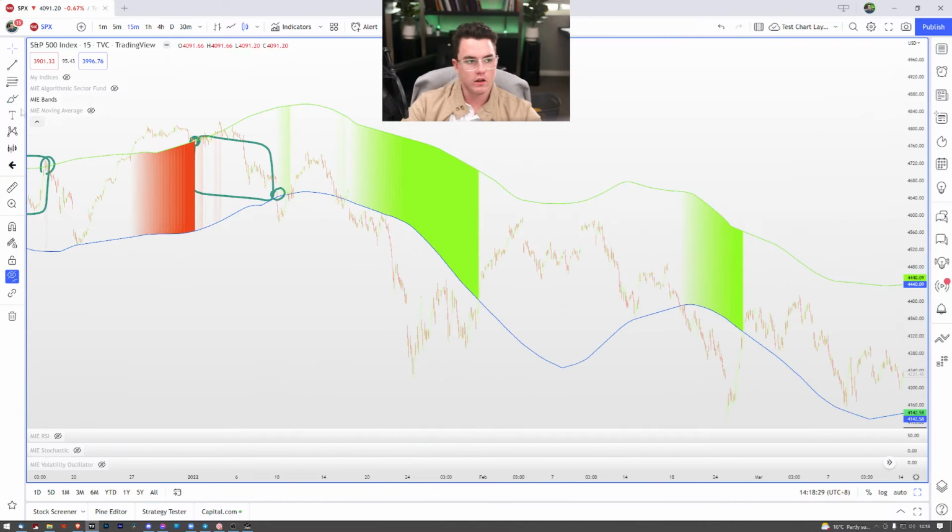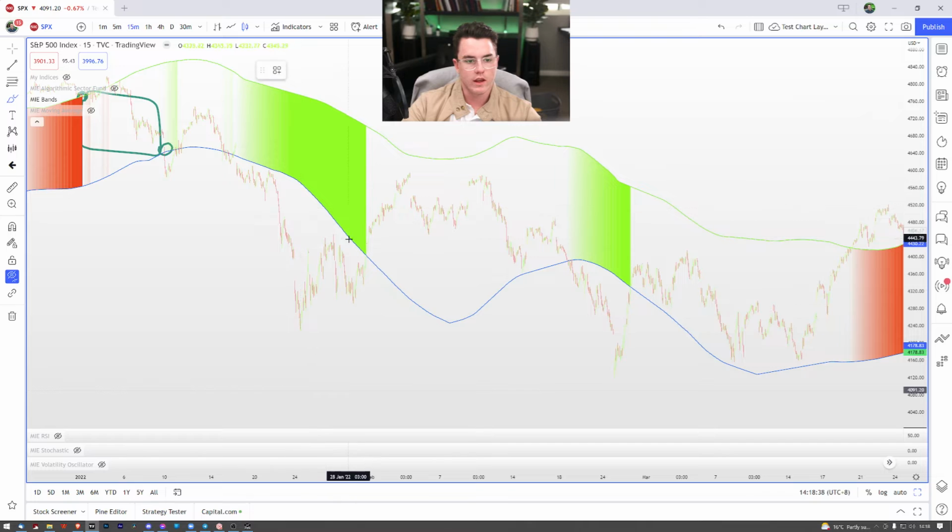Then switching back to the long side, you don't want to take this one because that's not very dark. Also don't want to take this one because it's very light. You want to wait until you get that very strong green, then you get the crossover. So right here, you go long.